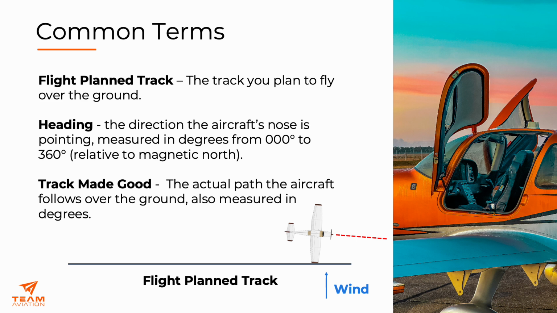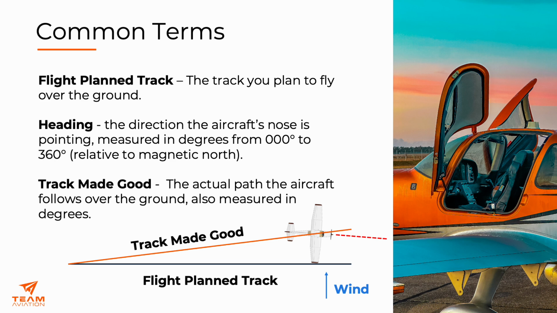Track made good is the actual path the aircraft follows over the ground. If there is wind, the aircraft may need to point slightly into the wind, called a crab angle, to maintain the planned track. The difference between the heading and the actual track flown is called drift angle. Take a look at the diagram. The aircraft's nose is pointing one way, but the wind is pushing it slightly off course. The solid line is the flight plan track, while the dashed line is the track made good, the actual path the aircraft follows.